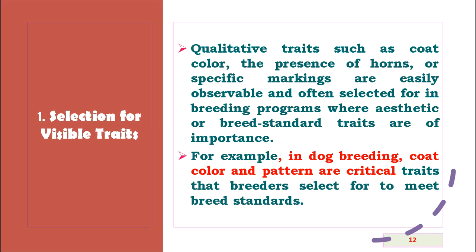Hence, in case of dog breeding, coat color and pattern are critical traits that breeders select for to meet breed standards. Suppose a German Shepherd dog and a Doberman dog differ a lot. German Shepherd dogs should always have long hair, whereas Doberman dogs should have short hair with already well established colors, maybe tan, brown, etc. All these are very important in determining the genetic trait or phenotypic character of the animal.